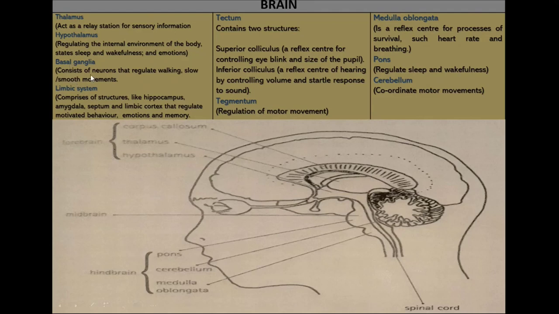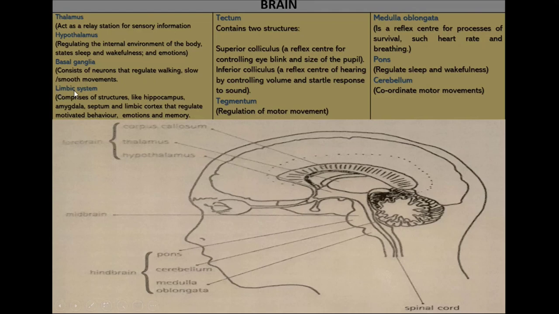Then we have the basal ganglia. They say there are three large groups of neurons that regulate slow movement and smooth movement, like walking. Axons from some of the neural groups go to the motor area of the central nervous system, but that is not important. What is important is that it consists of neurons that regulate walking. Walking is slow movement, not fast movement. So the basal ganglia regulate smooth movement, not quick movements. A smooth movement, that is just walking, basal ganglia.